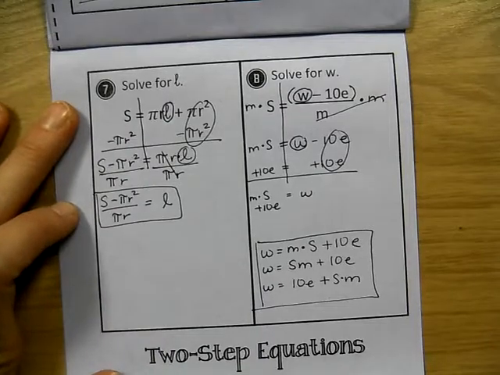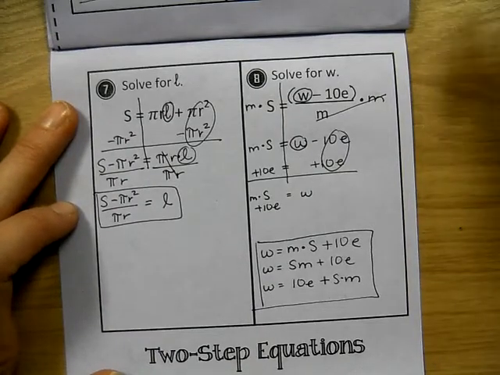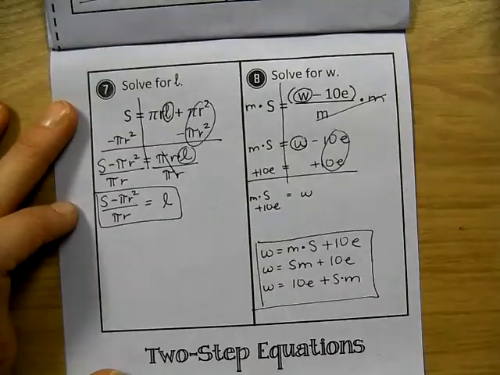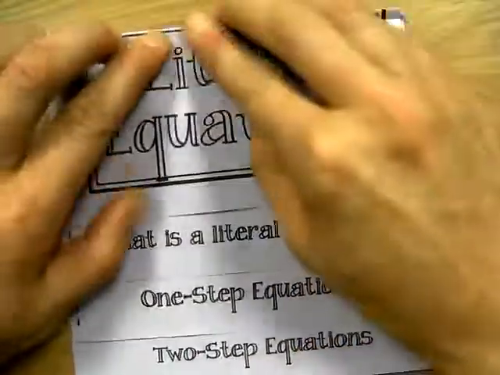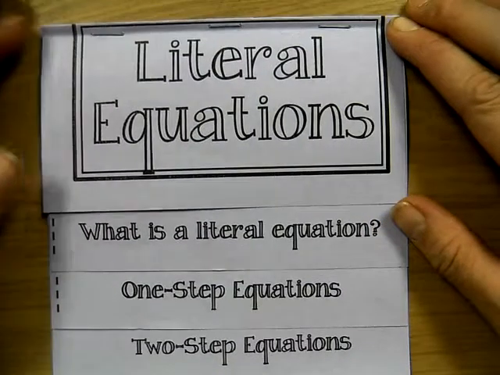So these are examples of literal equations. Equations where you have 2 or more variables and you're solving for one of the variables. Use this now to solve other literal equations.